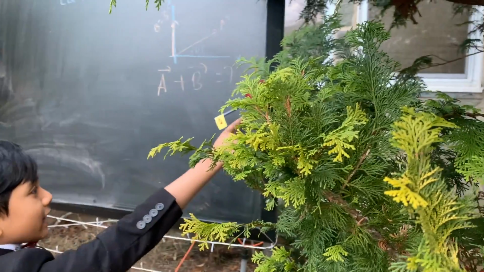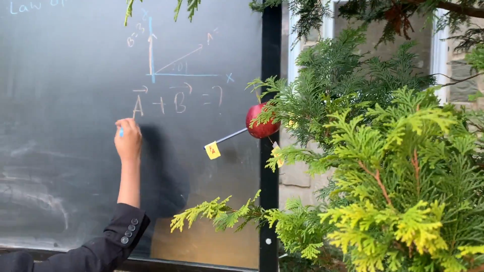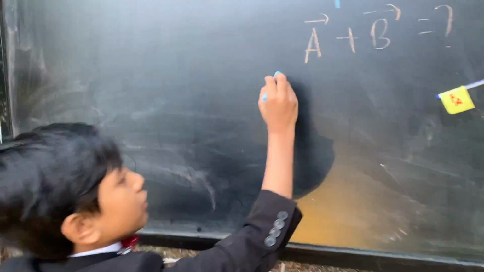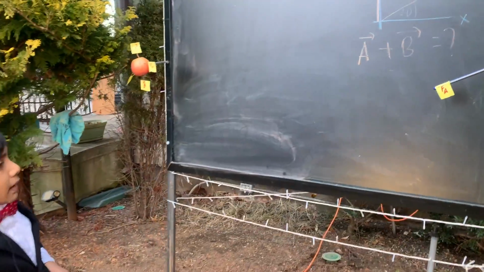Oh look, it's a smiling apple with the force diagram. Anyways, today we're going to be looking at how we can find A plus B.